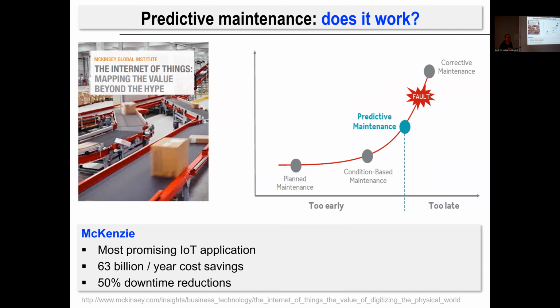Well, there have been a few reports by consulting companies like McKinsey, and McKinsey claims that predictive maintenance is the most promising application in the Internet of Things. They predict 36 billion of cost savings a year, and they say that 50% downtime reductions are possible if companies implement this scheme.